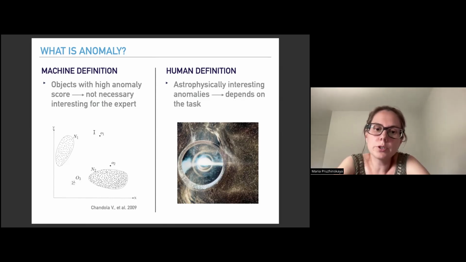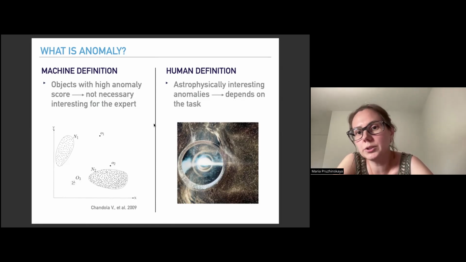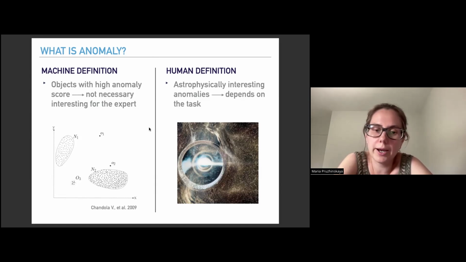But it is important to stress here that this definition does not necessarily correspond to the human definition, because by anomaly, we usually think about something new or something interesting or rare, while the objects considered outliers by your algorithm are not necessarily astrophysically interesting, because, for example, there could be some artifacts on your light curve if you are talking about photometry.